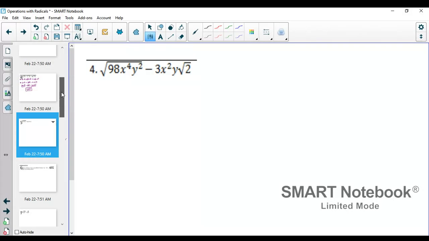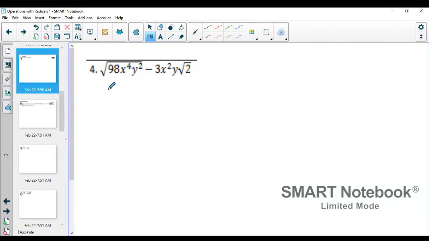All right, so for 4, we have to simplify both of these first. But if you look, this second term is already as simplified as it gets. So we're basically going to focus on the square root of 98 x to the 4th y squared. All right, so remember our index is 2 if it's square root. So the factors of 98 that have a square root are 49 times 2. And then x to the 4th and y squared, the exponents are already multiples of 2. So we're going to leave them as x to the 4th and y squared.